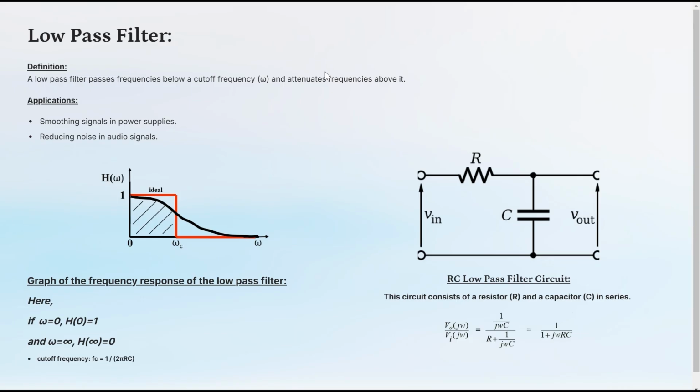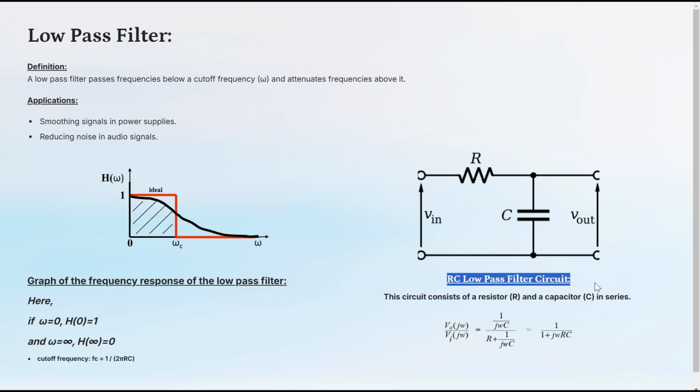Here is a low pass filter, which passes low frequencies below the cutoff frequency while attenuating high frequencies. Some applications are smoothing signals in power supplies and reducing noise in audio signals. And here the transfer function is given, where at omega equal to 0, H comes 1. That means maximum gain in the pass band. At omega equal to infinity, H comes 0. That means total attenuation. Formula for cutoff frequency is 1 by 2 pi RC.